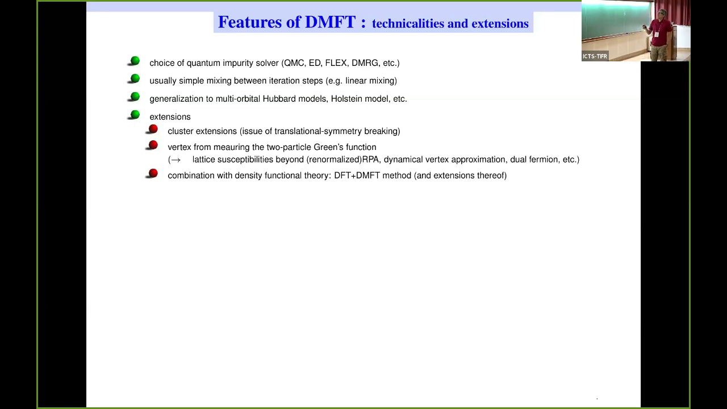Now, there are some technical things like mixing between these iteration steps, which you also would need in DFT. This is usually very simple. Here in DMFT, it's usually only a linear mixing. Then you can generalize the whole problem.